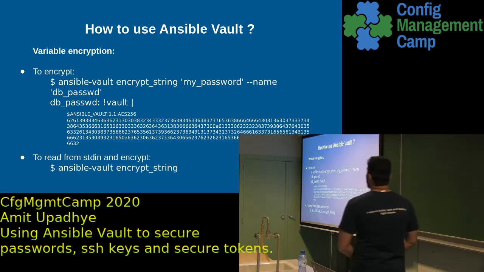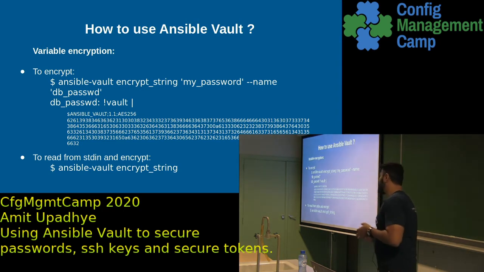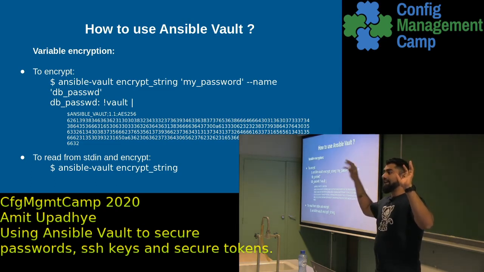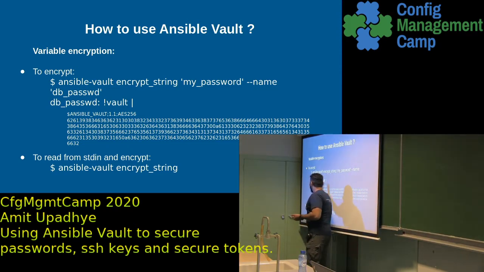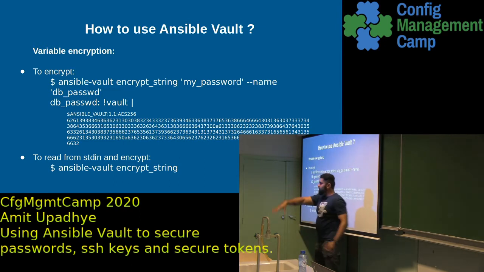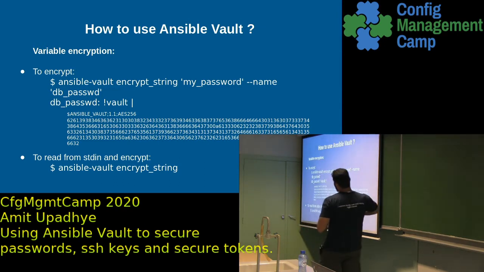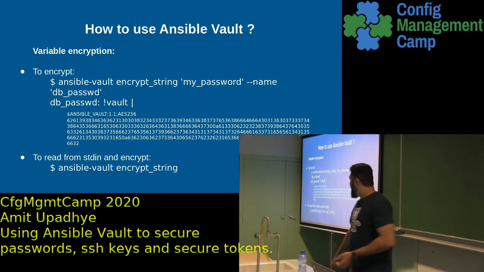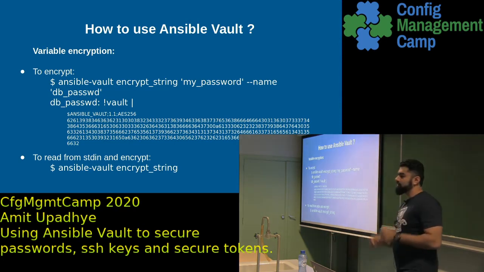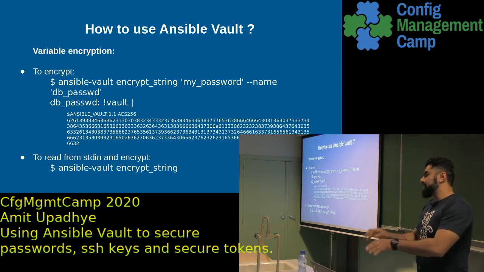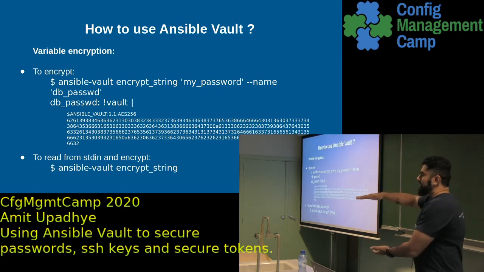Now the next is variable encryption. With variable encryption, you can pass the variable name with its value and you will get something like this, DB password and then its value. You can copy and paste this in your playbook and use it. If you don't want to save your secret string in bash history, you can read it from the command line via stdin, the second command. It will prompt you for stdin, you just type it in, and it will give you the encrypted string like this.